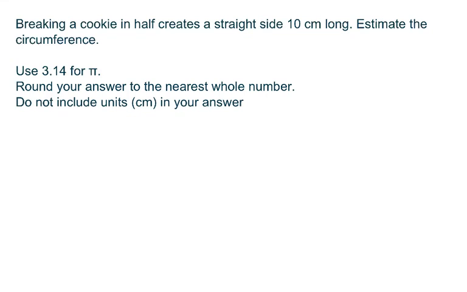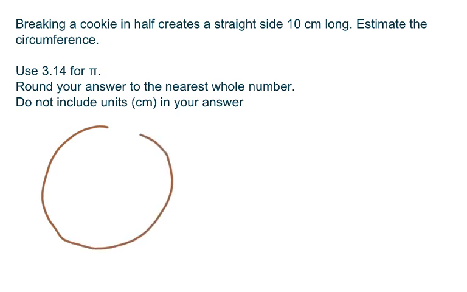Breaking a cookie in half creates a straight side 10 centimeters long. Estimate the circumference. Use 3.14 for pi. Round your answer to the nearest whole number. Do not include units in your answer. I'm going to begin with a sketch.